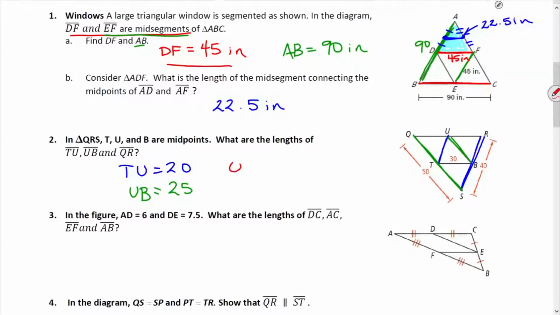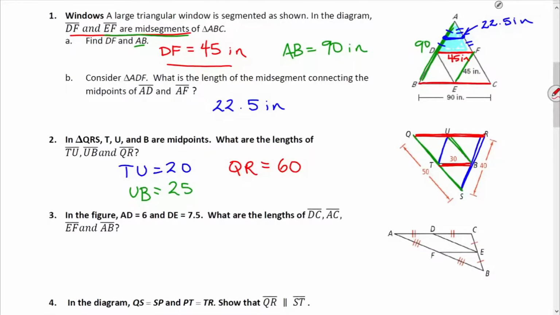All right, QR is here. QR is not a midsegment, but I'm told that there are midpoints, and so TB, which is 30, is the midsegment. TB is half of QR. So I can double 30 and find that QR is 60. So the idea is that the midsegment is parallel to the third side and half the length. It's that idea over and over and over again.